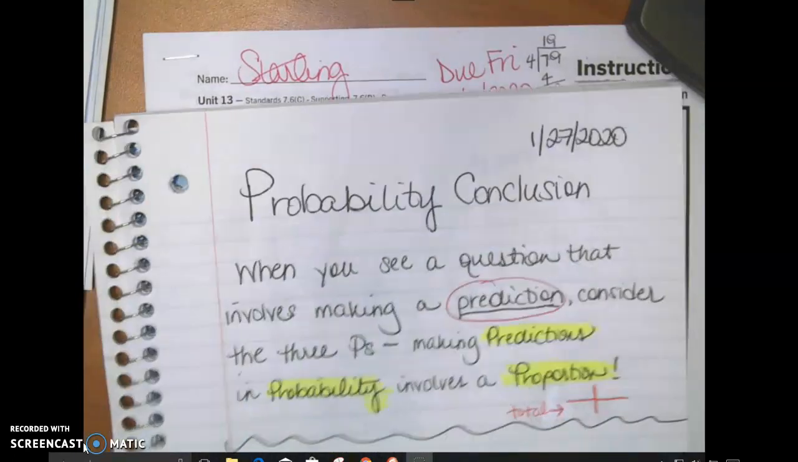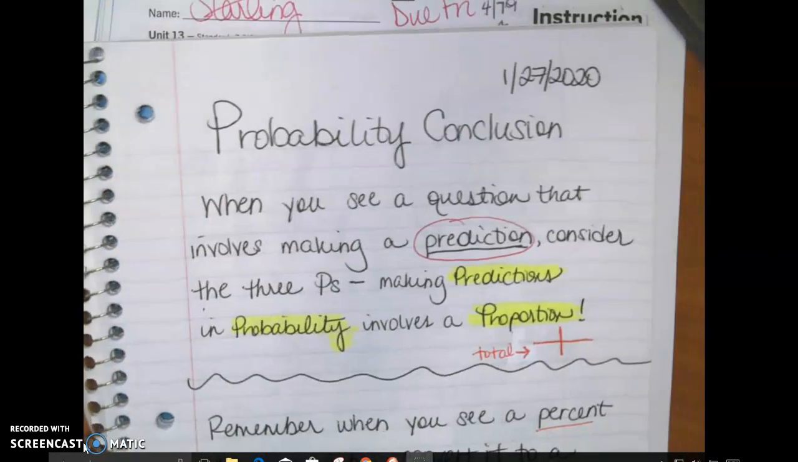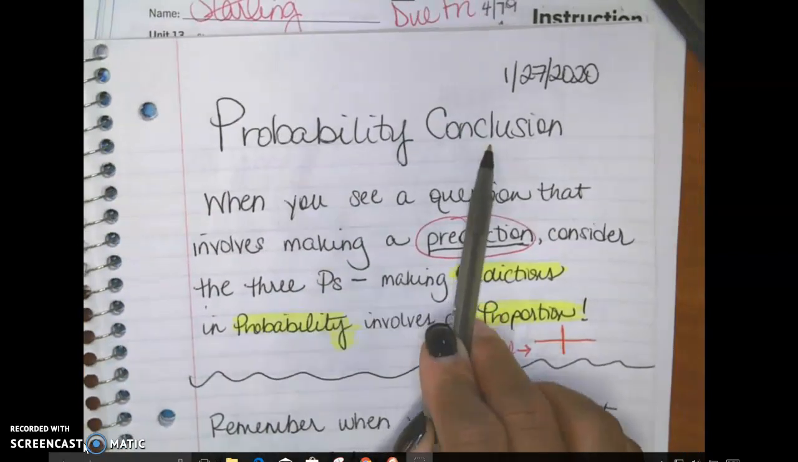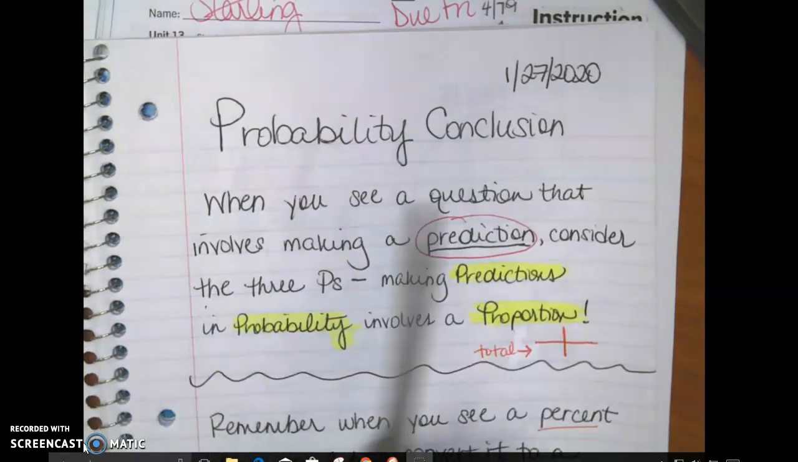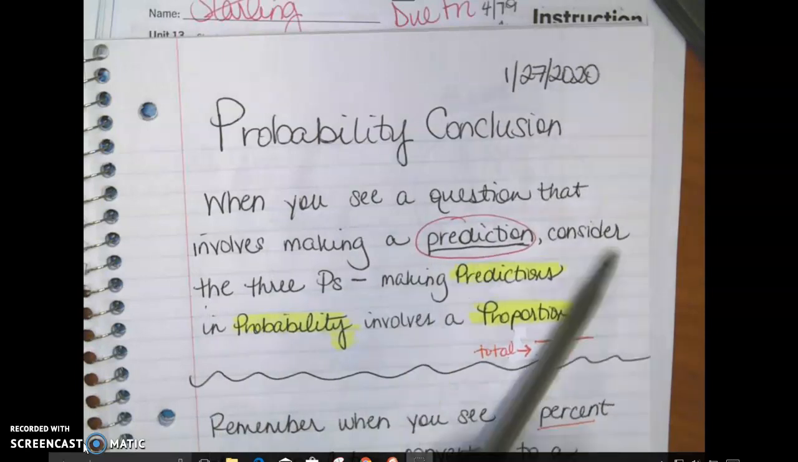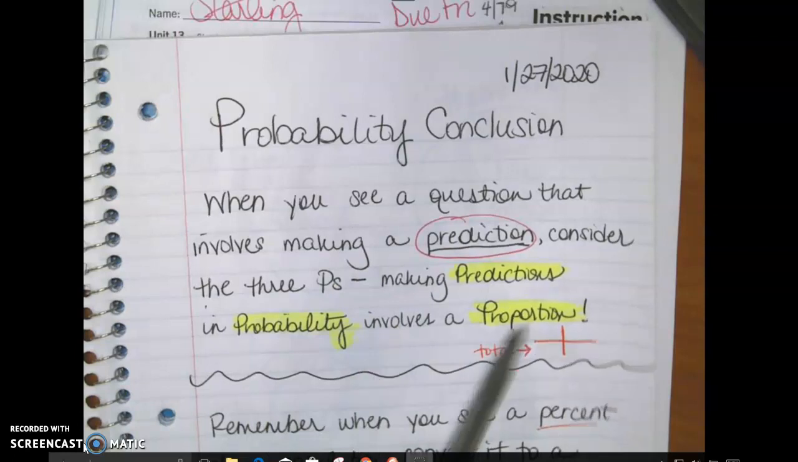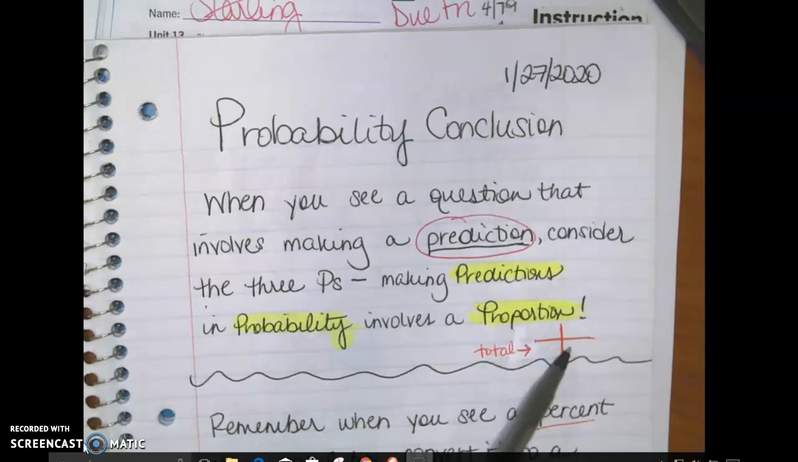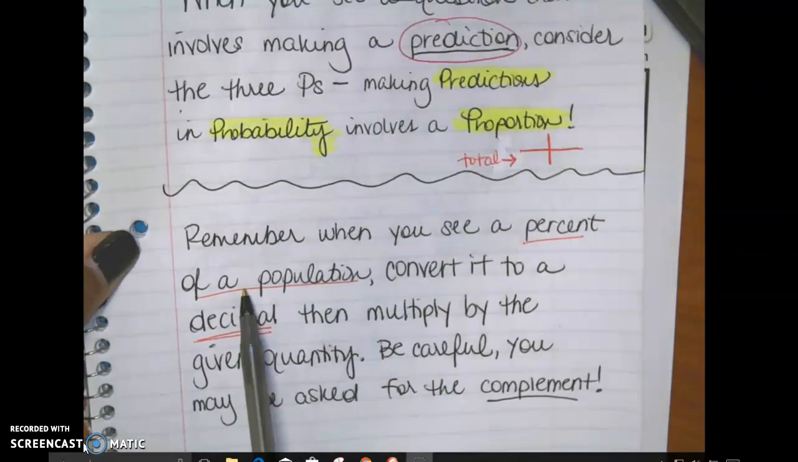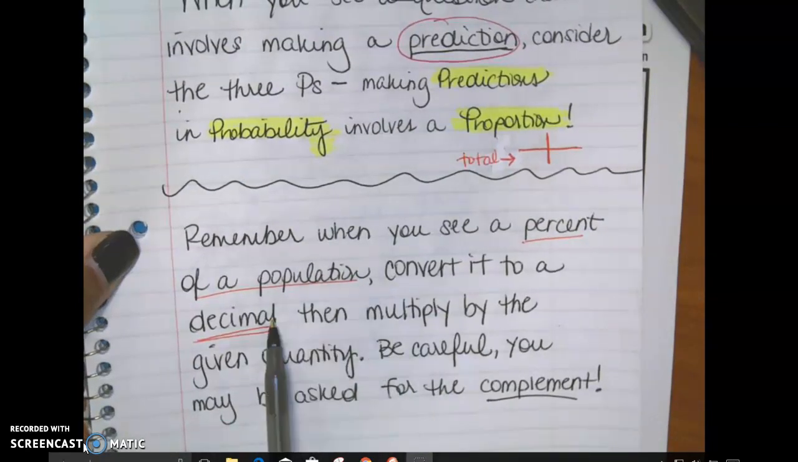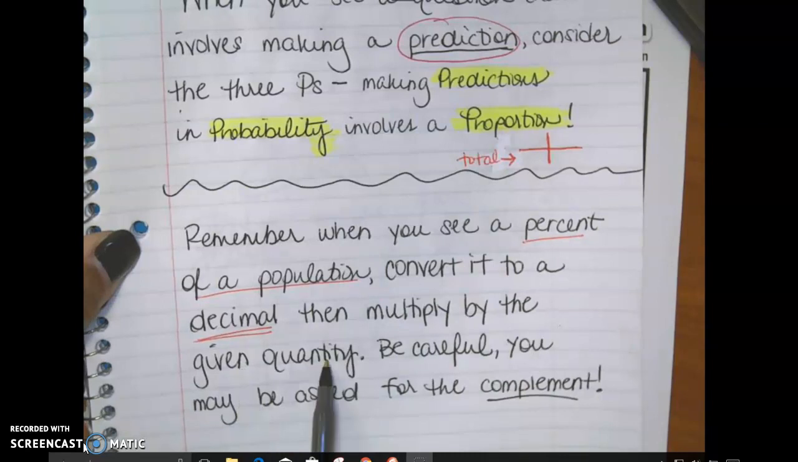Let's go back to your notes and read them. Probability conclusion. So we're wrapping up probability. When you see a question that involves making a prediction, consider the 3 P's. Making predictions in probability involves a proportion. The totals go at the bottom. That's why I wrote that proportion there. Remember, when you see a percent of a population, convert it to a decimal, then multiply by the given quantity. Be careful, you may be asked for the complement. So that's what is not.